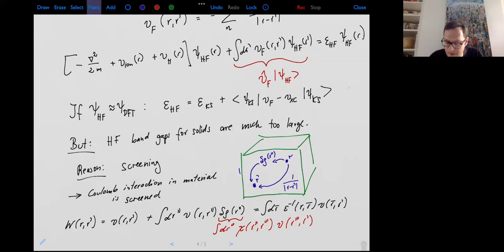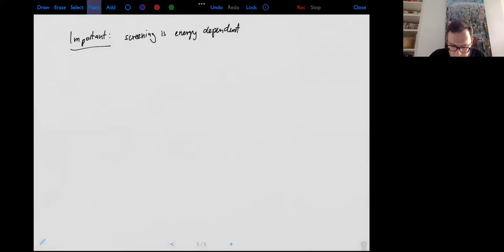While, of course, if I have a very slow electron, then I am in this picture where the electrons are almost static. There's a lot of time to build up this polarization density. And that's what it means that screening is energy dependent. Screening you would expect to be relatively weak for energetic electrons and much more significant for slow electrons or strongly bound electrons.